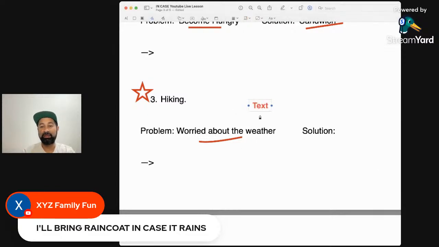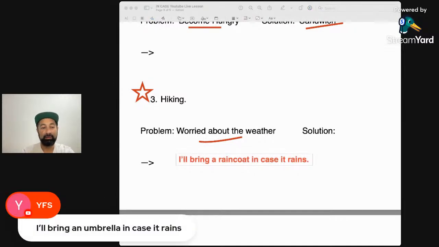Don't forget, we need to put the article a. I'll bring a raincoat in case it rains. Good. And YFS, I'll bring an umbrella in case it rains. That is perfect, YFS. I'll bring an umbrella in case it rains.